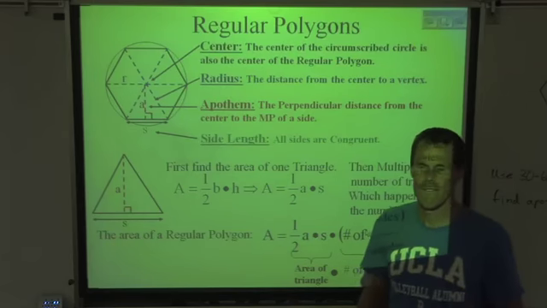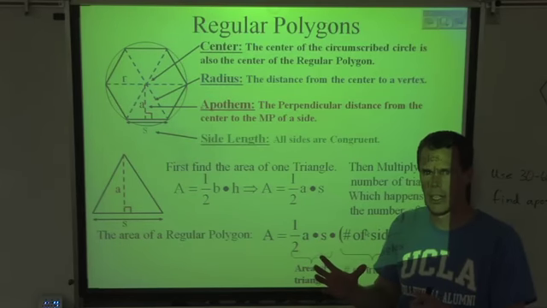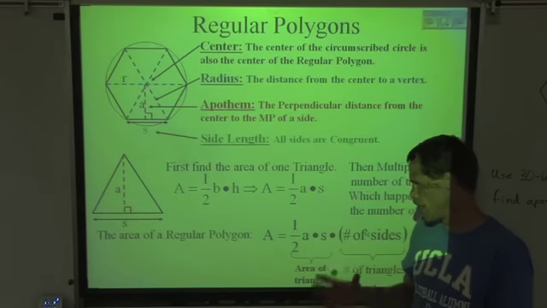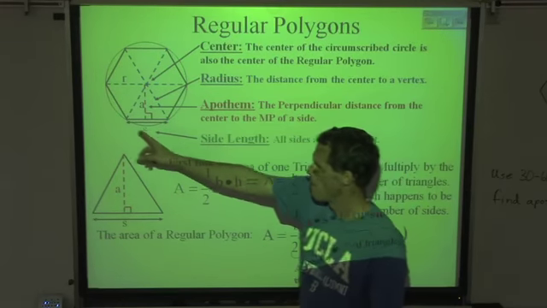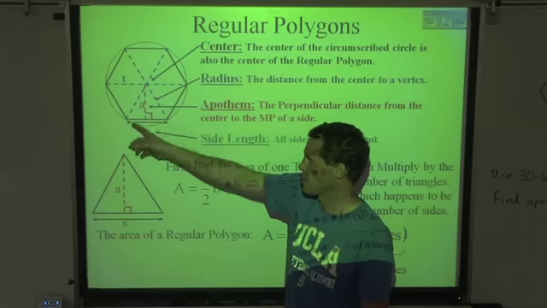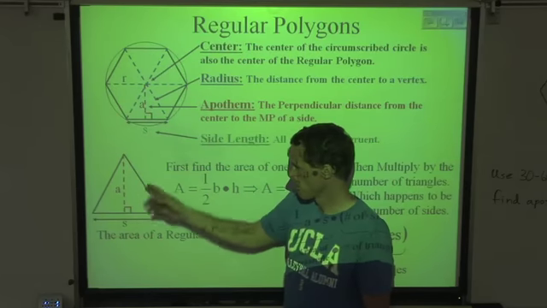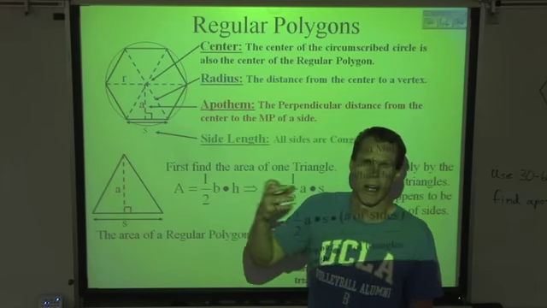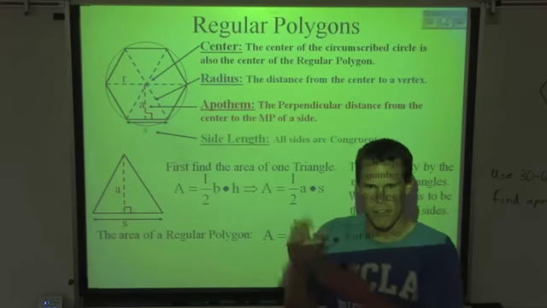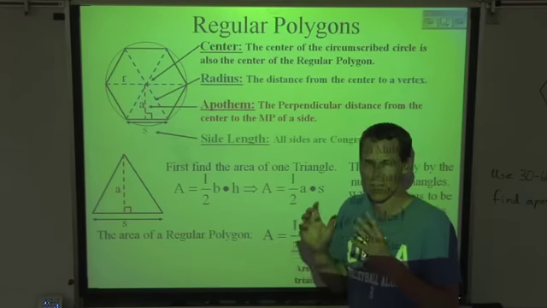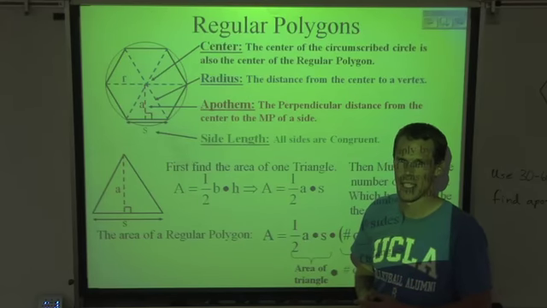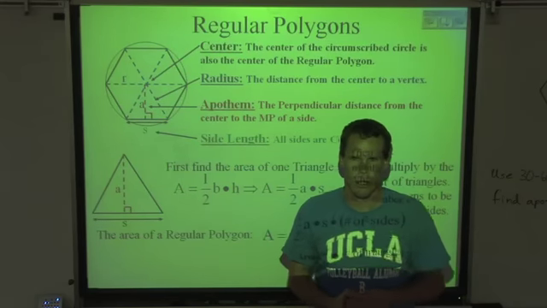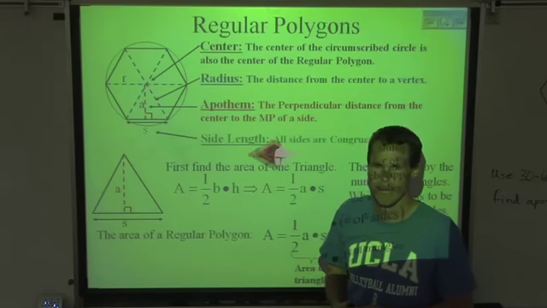That's our goal. Find the area of a triangle and then multiply by the number of triangles. In a hexagon, it's 1/2 apothem times side times 6. If this was a pentagon, 1/2 apothem times side times 5. Find the area of a triangle, multiply it by the number of sides. Let's take a look at how this would work for a few specific shapes.